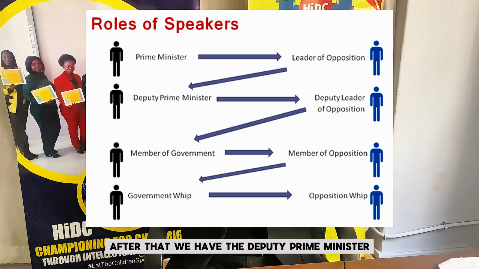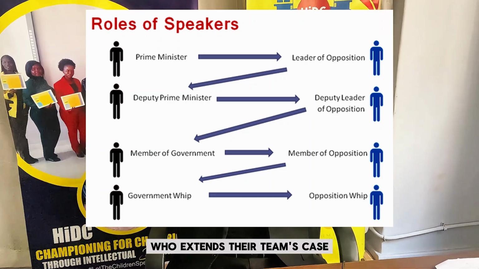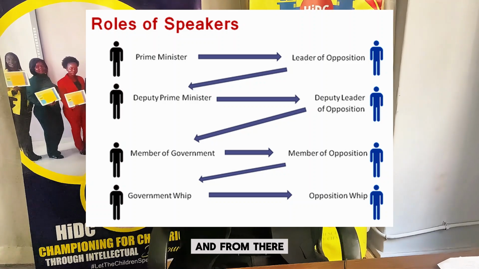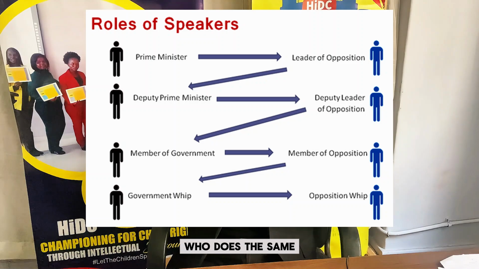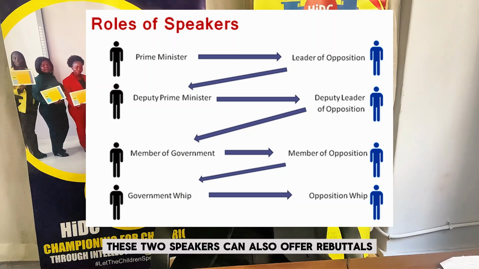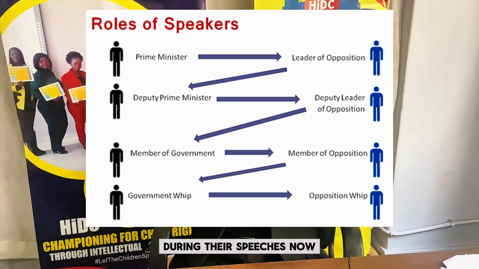After that, we have the Deputy Prime Minister, who extends their team's case, and from there, we also have the Deputy Leader of Opposition, who does the same. These two speakers can also offer rebuttals during their speeches. Now, where British parliamentary differentiates itself from other debating styles is when we move into the second half of the debate. We start off with the Member of Government. Similarly, the Member of Opposition, they have the same roles. They provide to us what we call an extension.